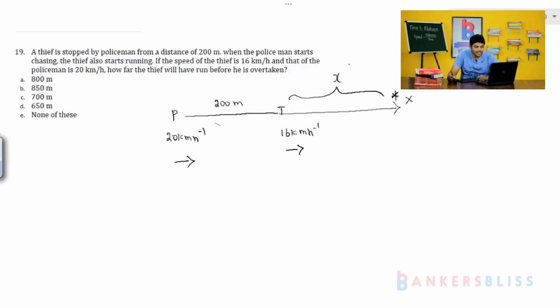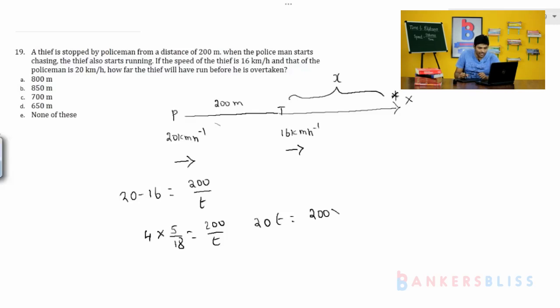So, how to calculate? See here, both the persons are moving in the same direction. So, what is the relative speed? S1 minus S2. So, 20 minus 16 is 4 km per hour, but the distance is in meters. So, you convert this into meters per second, that is 4 into 5 by 18 is equal to 200 by t. So, 20t is equal to 200 into 18. Therefore, t is equal to 180 seconds.